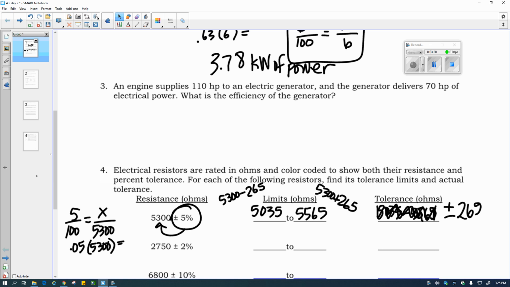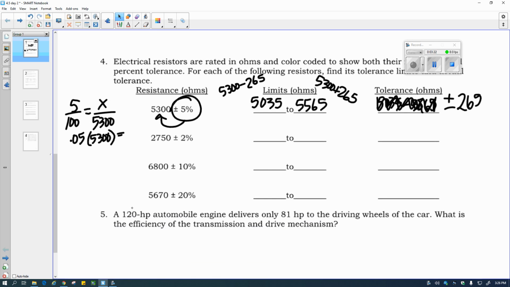The rest of these are kind of the same. I don't think I necessarily need to go through all of them, but I'll do one more. So I'm going to do 10%. So I would do 0.1 times 6800. That gives me 680. So I'll call this plus or minus 680. That's my tolerance. And then I'll go back to this to figure out, I do the 6800 minus that tolerance and the 6800 plus that tolerance.